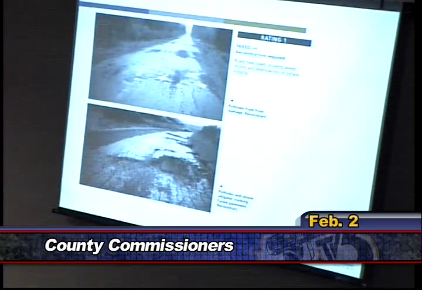And then I think I show you the worst case scenario. That's a 1 with severe cracking, potholes, and patching that's starting to deteriorate again. I've actually driven on those roads. I think we all have.